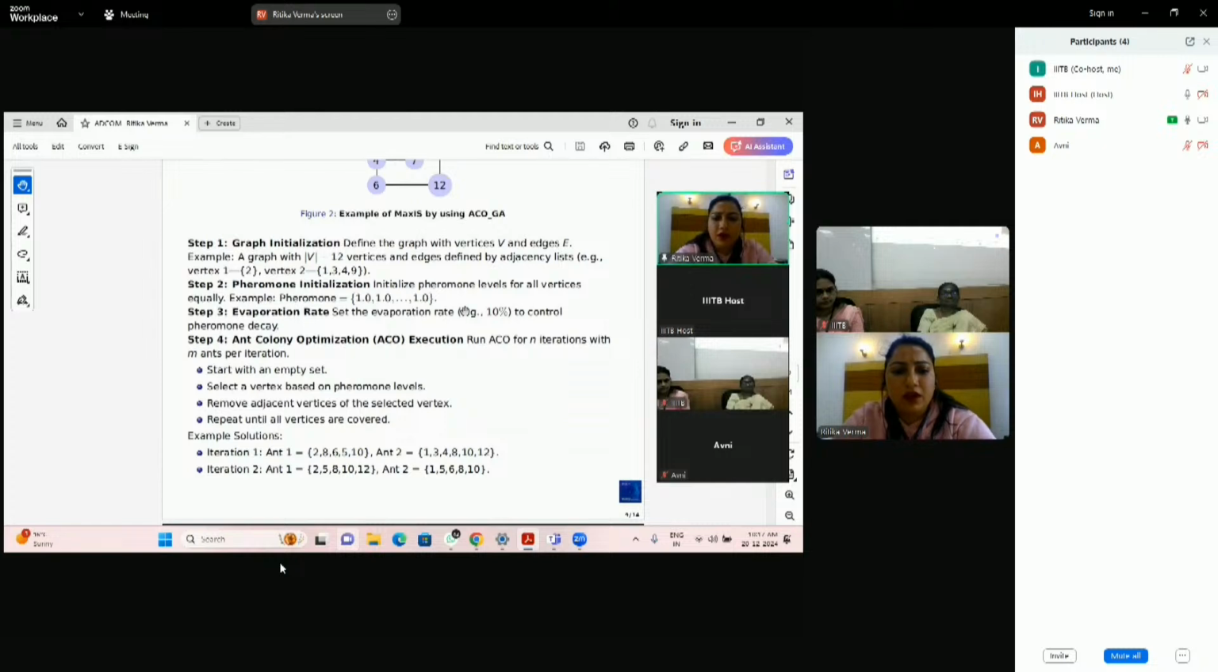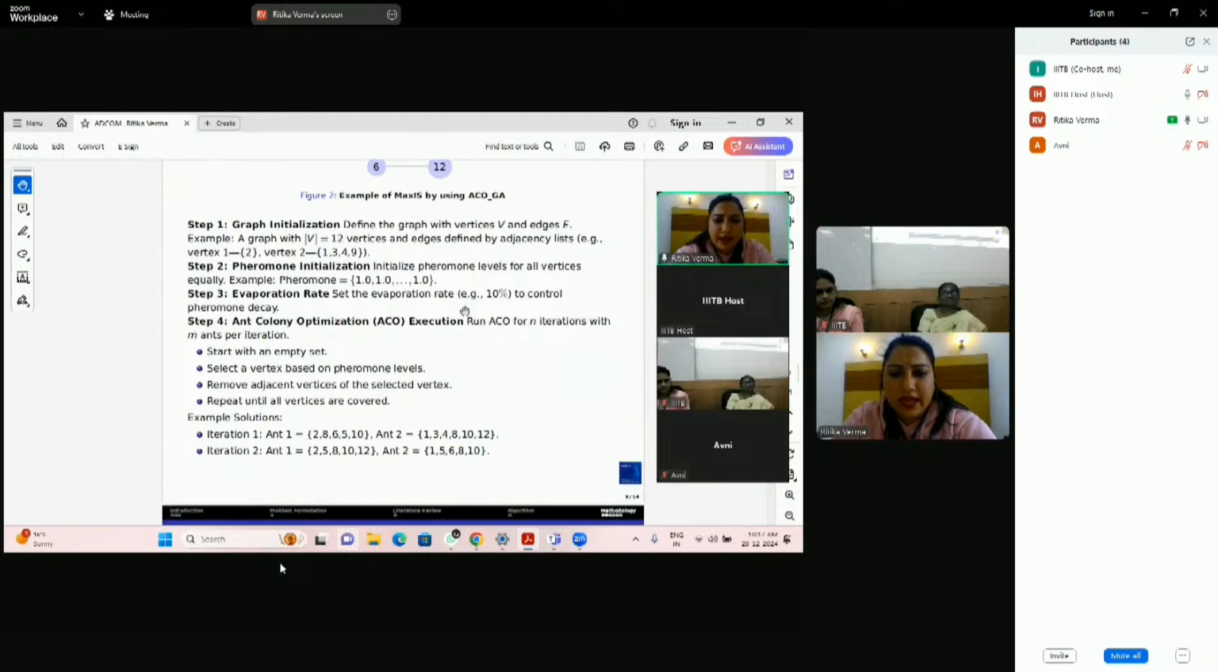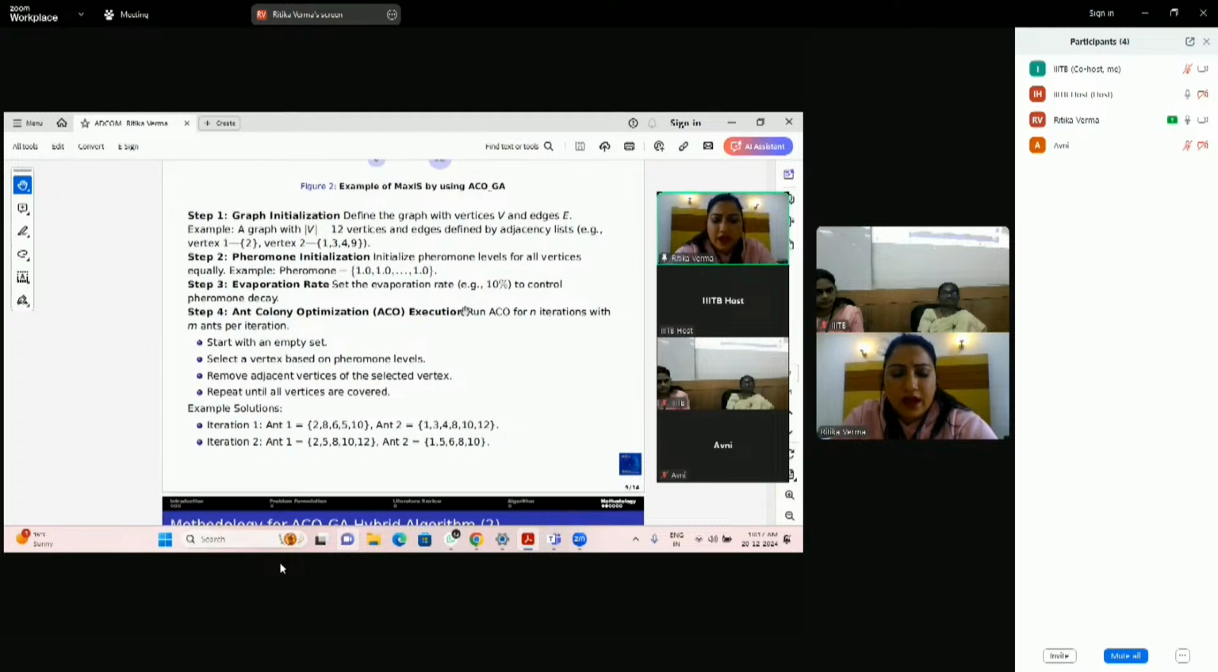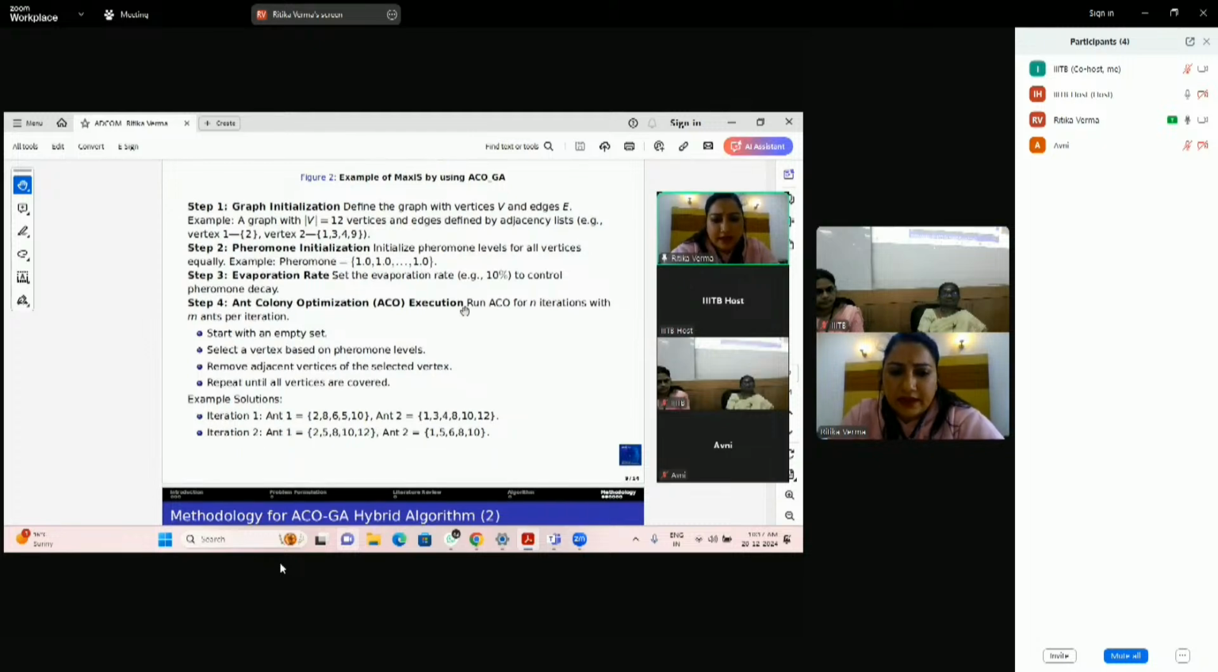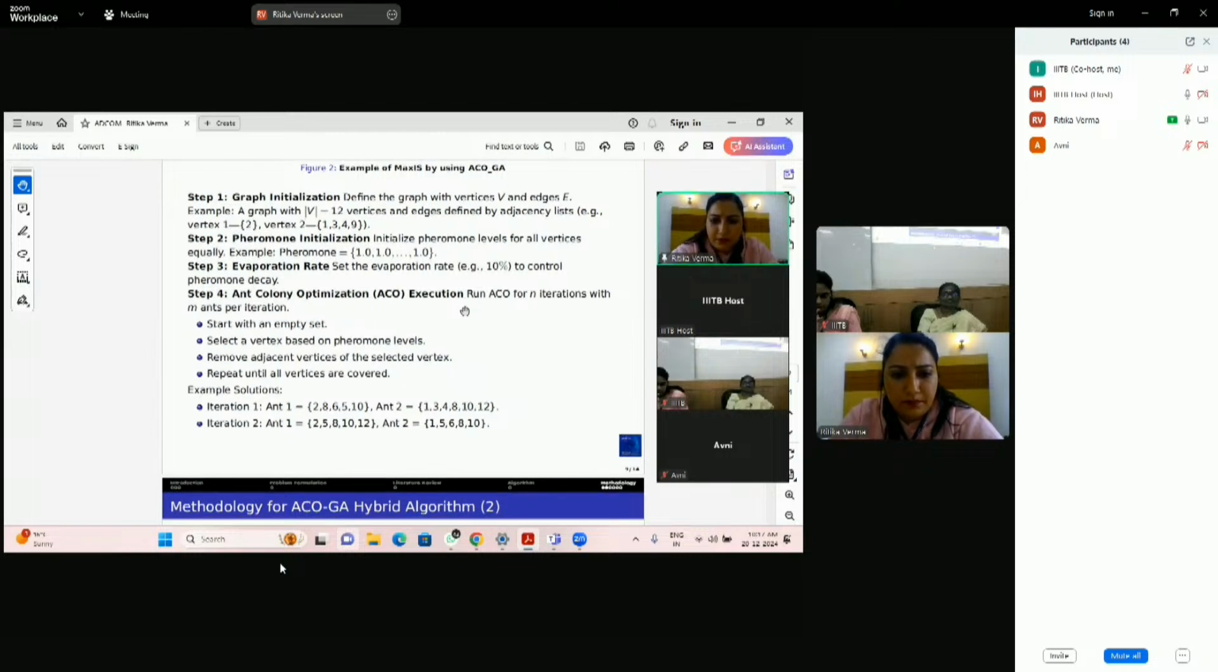For example, it starts with an empty set and runs for n iterations with m ants per iteration. Firstly, the maximum independent set is empty. Then it selects a vertex based on pheromone, but at the start it can begin with any node because all the pheromone levels are the same. Then it removes the adjacent vertices of the selected vertex. It repeats until all vertices are covered.